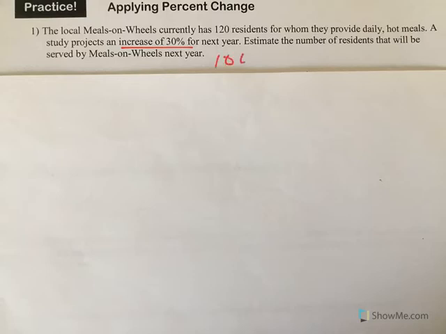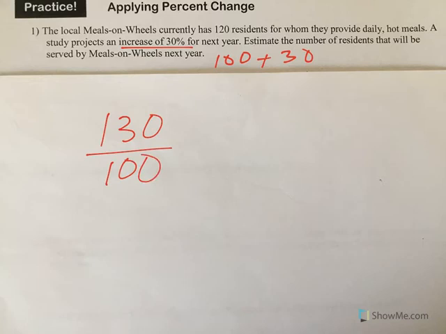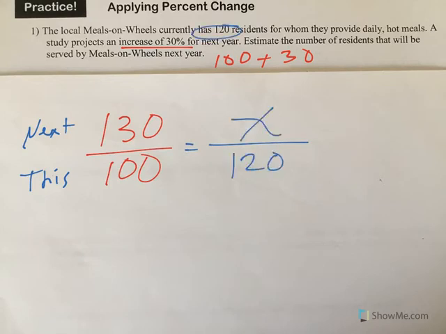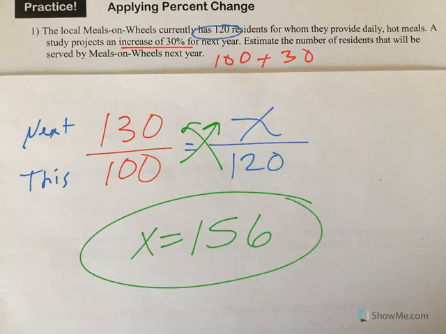Okay, an increase means we're going to add that 30 to our reference value of 100%. Now, they think next year is going to be more than this year. So the bigger number goes to next year. And currently, they do 120. Well, that's this year. So 120 is on the bottom. X is on the top for next year. We cross multiply, divide. And when we solve that proportion, we end up with 156 Meals on Wheels next year.